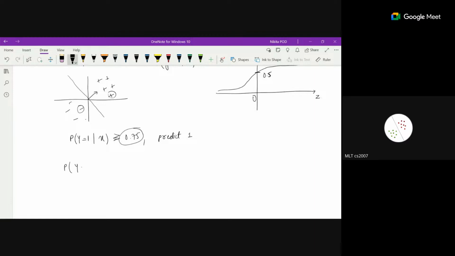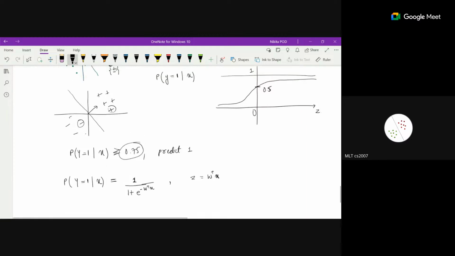of y equal to 1 given x. So given a feature, what is the probability that y is equal to 1? It is given by 1 upon 1 plus e to the power minus w transpose x. Okay, and this z that we have written here, this z, we are just calling it w transpose x.